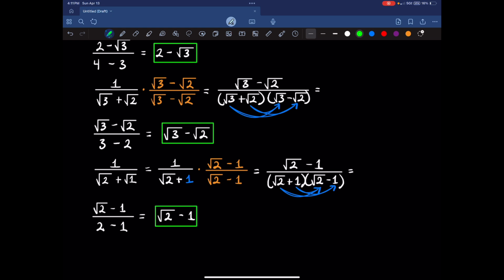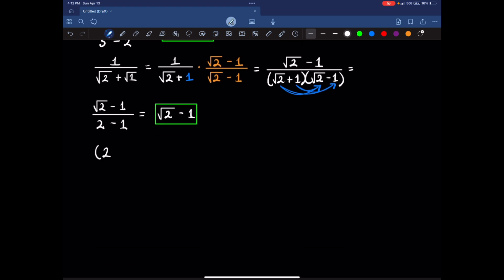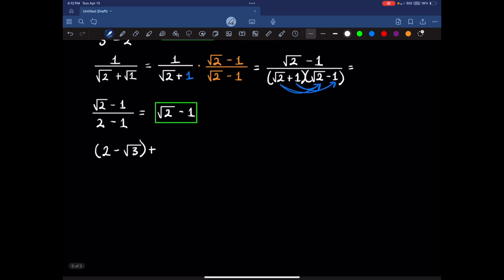Okay, and so now that we've reduced or rationalized, used the conjugate on all these terms, let's add them all up, right? So the first one here is 2 minus the square root of 3. So let's put that in parentheses. 2 minus the square root of 3. We're going to add square root 3 minus square root 2, right? That was our second term, square root 3 minus square root 2. And then our last term, which is square root 2 minus 1.